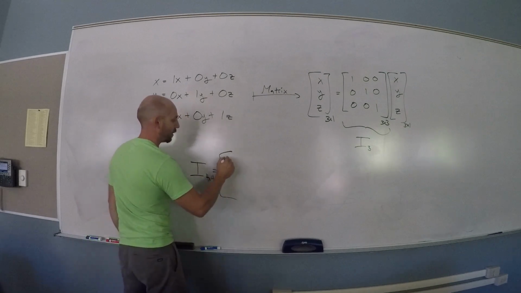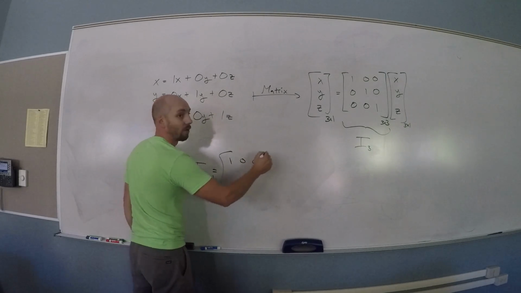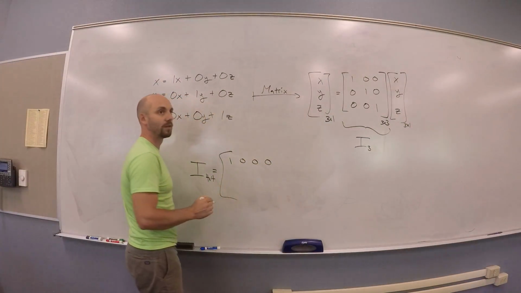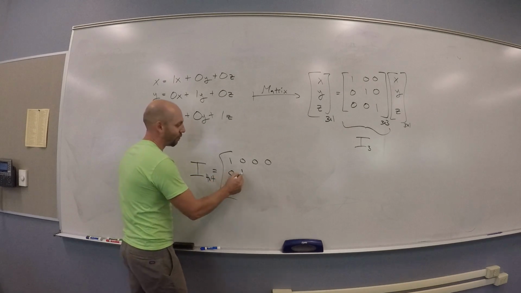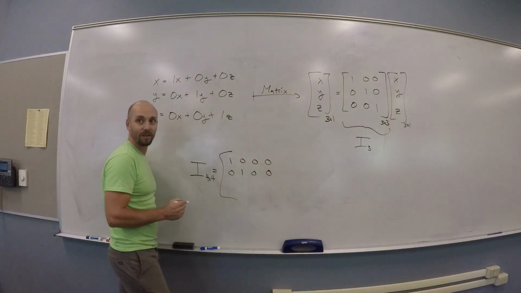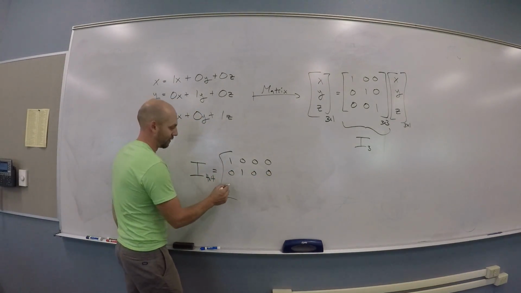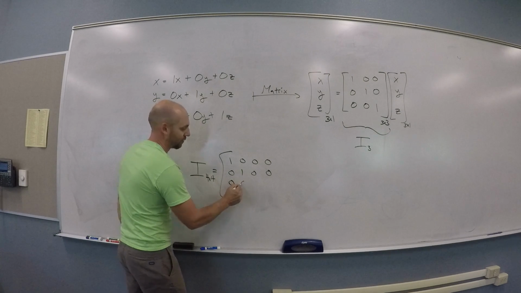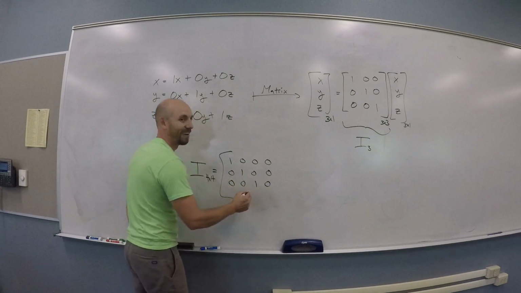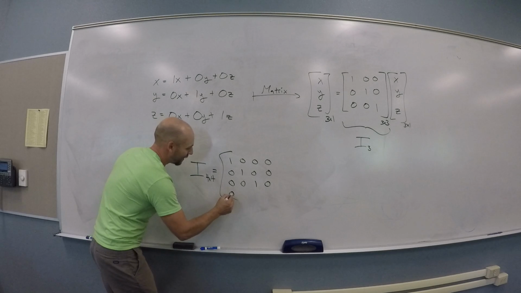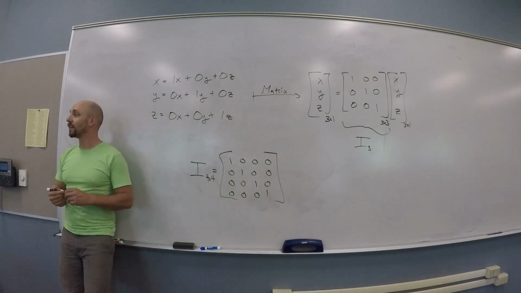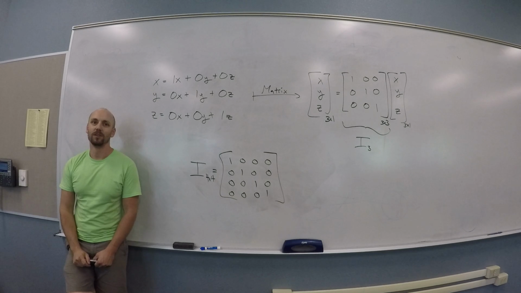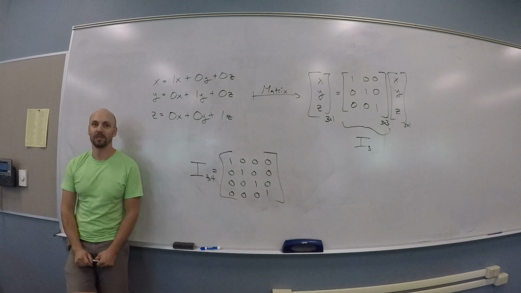there's no variance. It'd be 1, 0, 0, 0. And 0, 1, 0, 0. And 0, 0, 1, 0. And 0, 0, 0, 1. Zeros and 1s. You guys all kind of good with this?